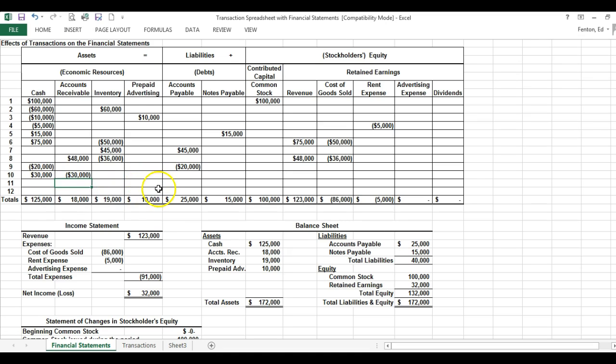This is a common area where people make mistakes. They're thinking customers are giving us cash, we should record this as a revenue again. But no, they're not buying something else from us here. They're paying off something they purchased previously. So one asset is going down, accounts receivable. The customers don't owe us as much anymore. And of course, cash is coming in the door, $30,000. The balance sheet still balances.